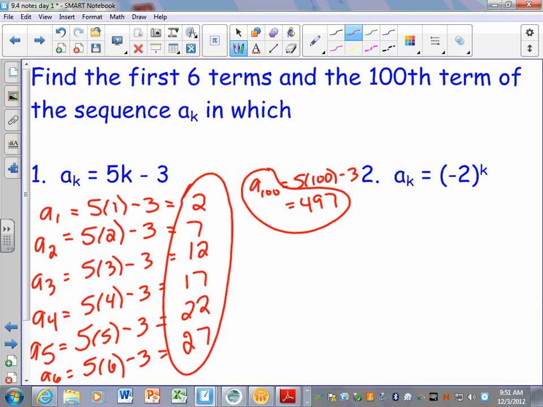Tomorrow we're going to get into more specifics of breaking up what type of sequence it is. Today there's going to be different ones. Like some of them are going to be like this, which are very linear equations, and some of them are going to be like this. But it's the same idea. Find the first 6 terms.